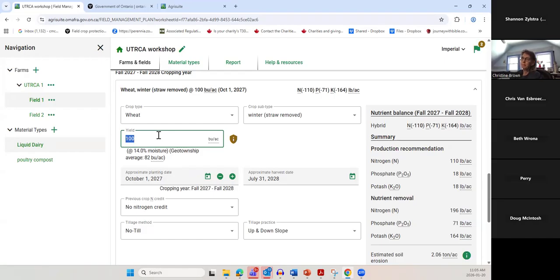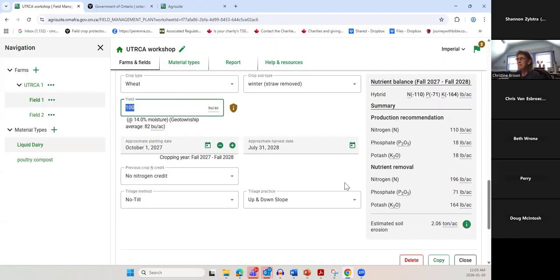If I was using my farm as an example, 95 would be more realistic. 100 is my goal. Okay. And if it's a regulatory plan, then you have to be far more careful with this.